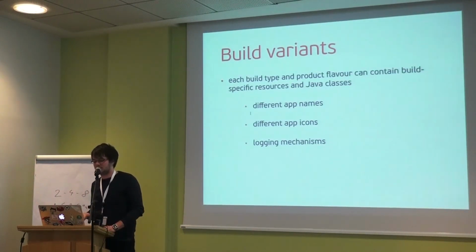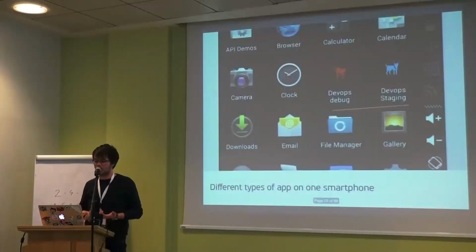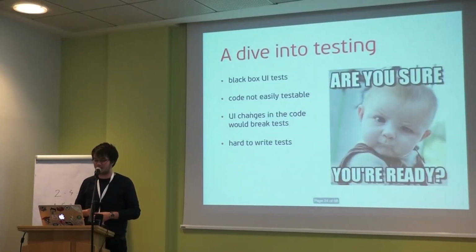The great thing is also that build types and product flavors can contain build-specific resources and Java classes, and this means that we can use different app names, resources, icons, and logging mechanisms for each build type, and then we can have something like this. Now I have one application which is defined into two build types. Each build type has a different app name and app icon, and I can install both of these types on one smartphone. So yeah, that's really, really great.